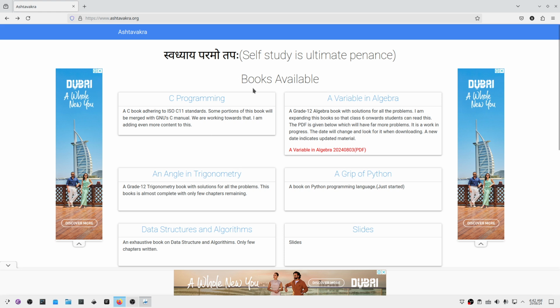So, I have been writing this book. I have collected all the material which I have prepared. You know, this is available in Algebra on my website astavakar.org. I have been live for quite some time.